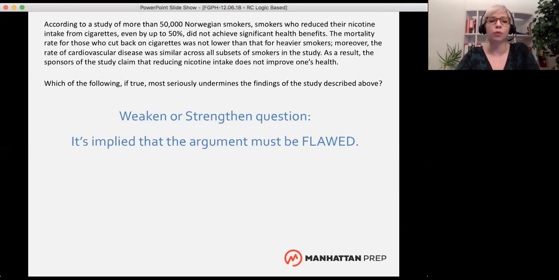So before we look at the answer choices on this one, I want you to deconstruct this argument and think about where the argument is flawed. In other words, what is it missing?